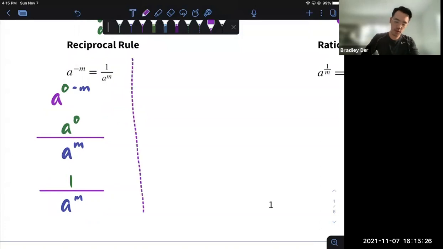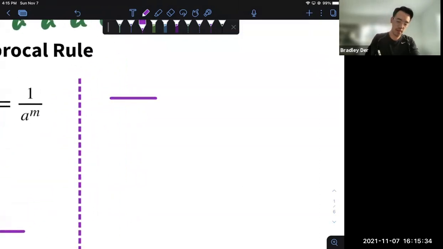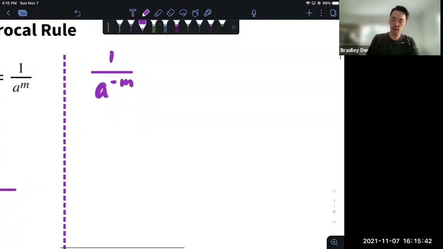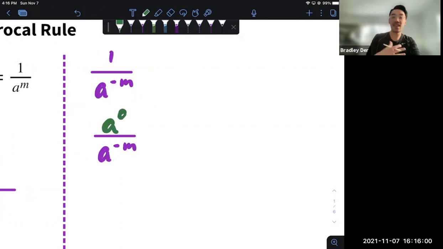There's also an alternative version of the reciprocal rule. What if we didn't have a to the m, but what if we had 1 over a to the negative m? Well, in this case, we can do some similar business. Let's keep this fraction. I'm just going to duplicate that, and then instead of 1, I could put a to the 0, right? We've already established that anything to the 0 is equal to 1.